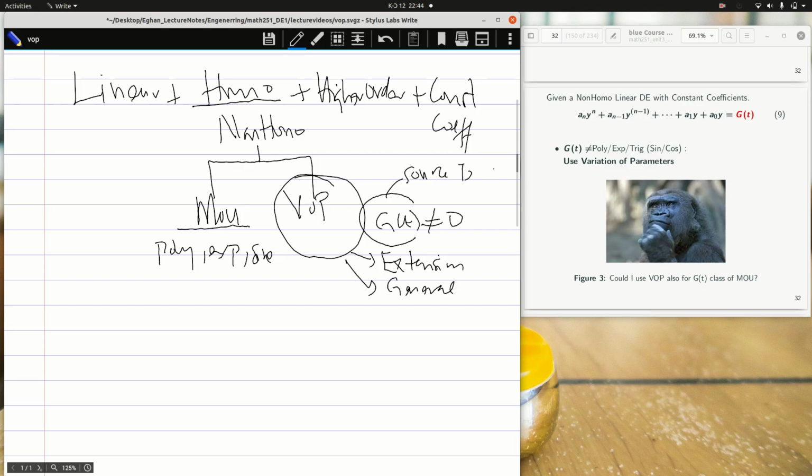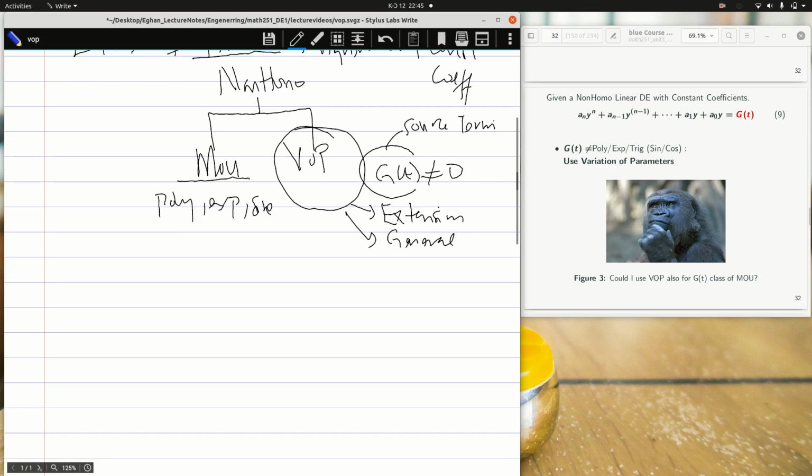It means that for the source terms that MOU cannot deal with, VOP helps us get it done. This also implies, as you can see in my figure here, can I use VOP to solve classes of MOU? Yes, because VOP is an extension. It means it can do what MOU does and then more. So how does VOP work? I'll give you a clear distinction between these two.